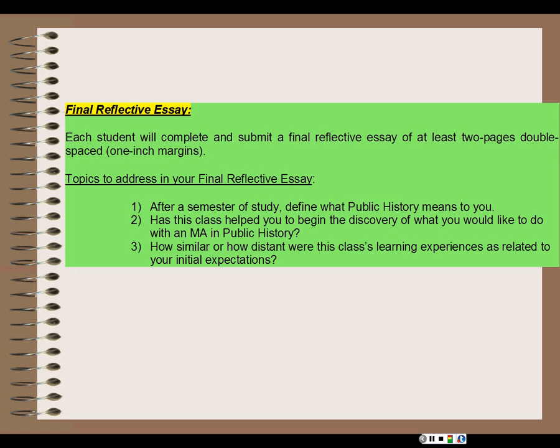And then, how has this class helped you discover what you would like to do with an MA in Public History? Obviously, some people might be heading more towards the road of museums, other people archives, some people maybe library science, etc.